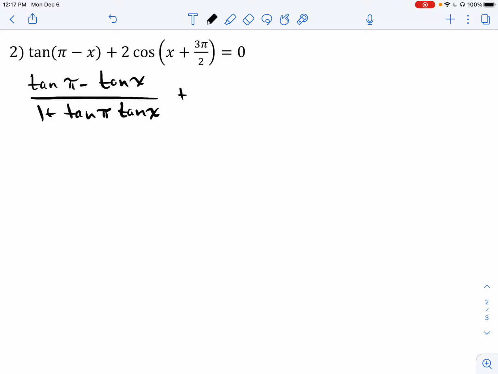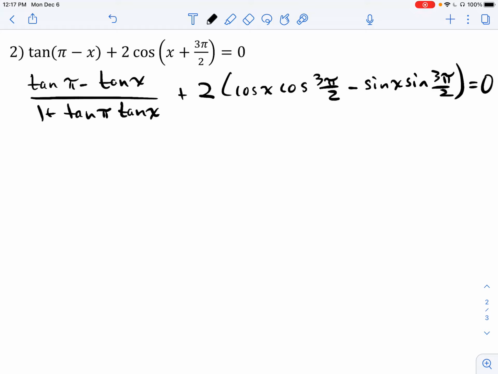And over here, this would be 2, and applying the sum formula for cosine, we can write this as cosine x, cosine 3 pi over 2, minus sine of x, sine of 3 pi over 2. And all of this is equal to 0, okay? So let's go through and evaluate so that we can simplify. We know that the tangent of pi is equal to 0, so we have just negative tangent of x in the numerator. And in the denominator, again, since tangent of pi is 0, our denominator is just 1. So we can just write this as negative tangent x.